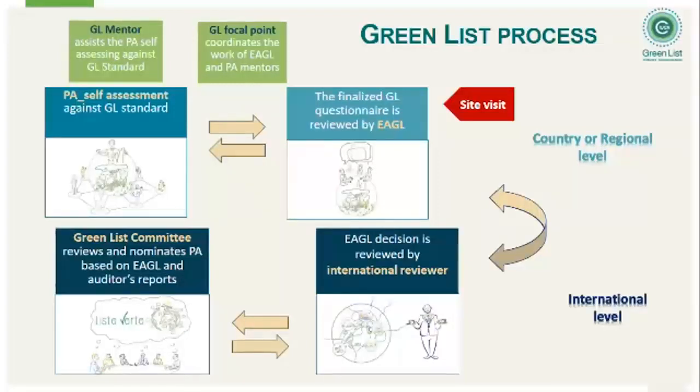Until again, they will reapply and submit it again to the Green List committee. Finally, when the Green List committee is totally satisfied and feels that they totally meet all the criteria, they make their decision based upon the report of the international reviewer and the Eagle as well, and they will deliver the Green List certification to the area. And this area gets this Green List certification for 5 years. If they want to remain longer on the Green List, they will need to reapply and re-update their Green List application to demonstrate that they are still at the same level or even better.